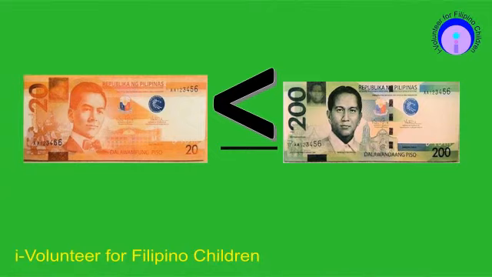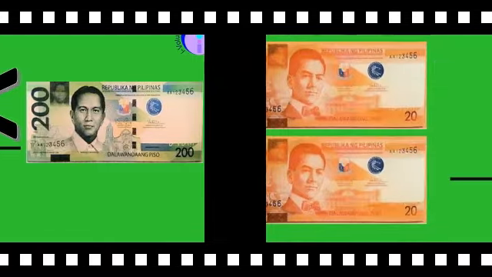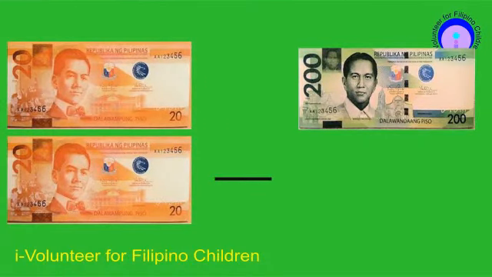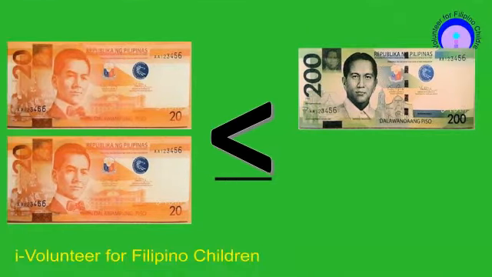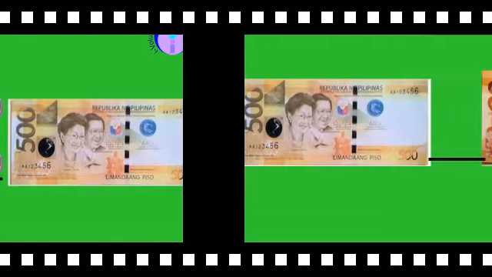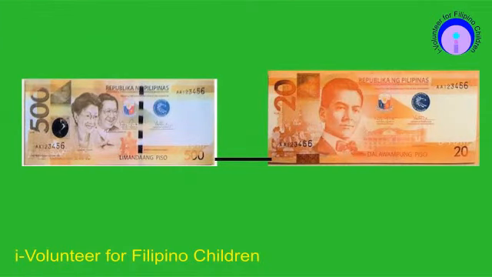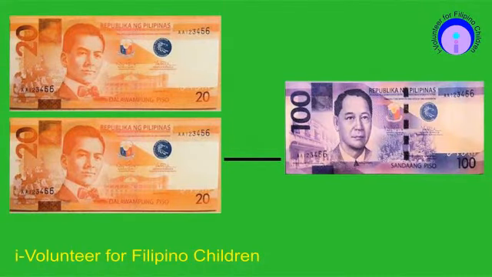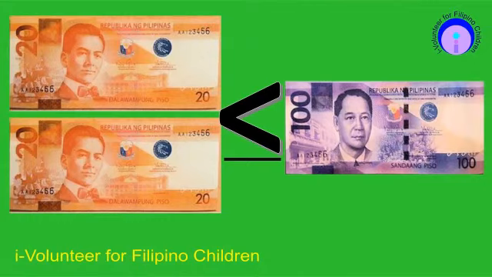20 pesos is less than 200 pesos. 40 pesos is less than 200 pesos. 20 pesos is less than 500 pesos. 500 pesos is greater than 20 pesos. 40 pesos is less than 100 pesos.